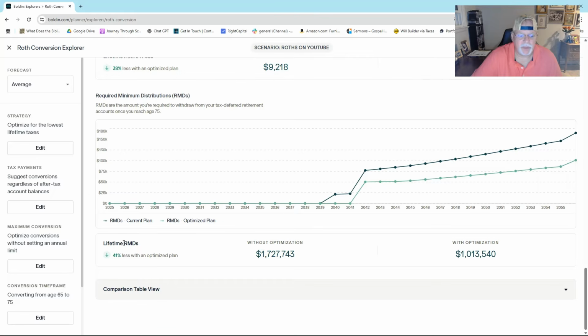So this brings down the required minimum distributions. Now I'm kind of looking for that, right? Because the less required minimum distributions I can have, that's less money that gets forced into the tax bracket if I die or if Beth dies. So generally, I think that's a good thing. Period. So that's good. It brings down my RMDs by almost 700,000, which I think is awesome.